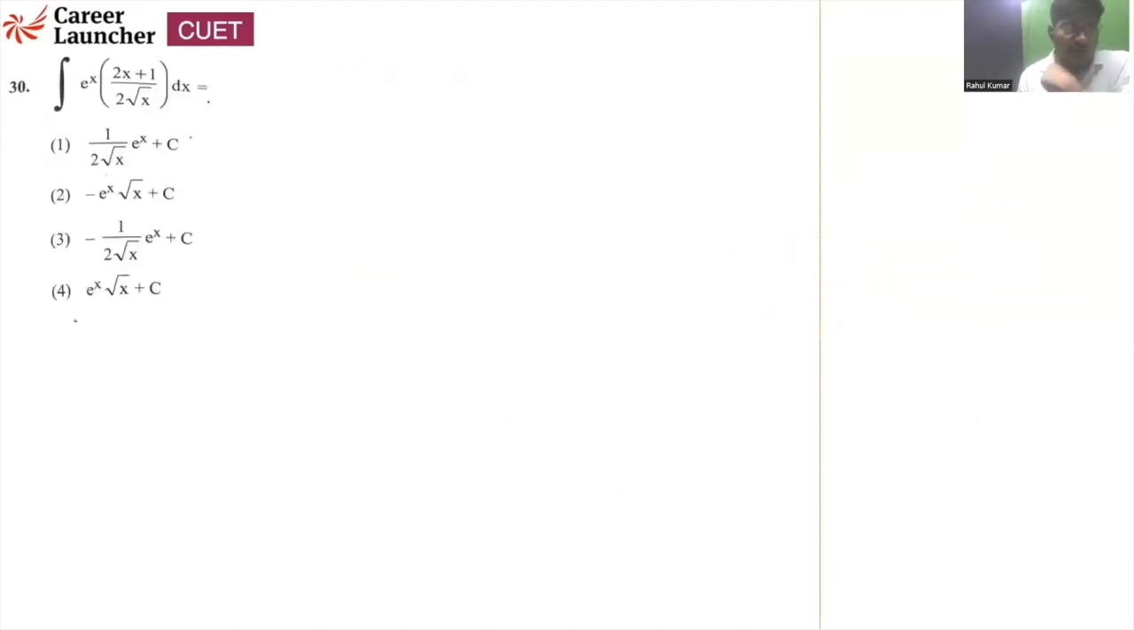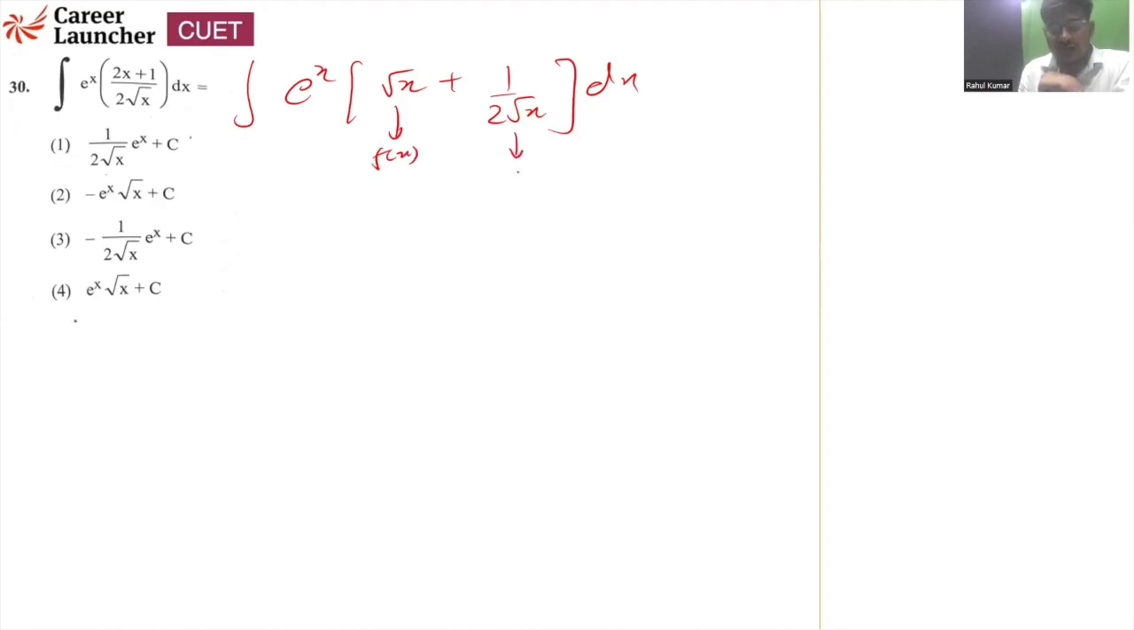Now the next question is, okay, so what we can do, we can just differentiate the part. So e to the power x will be written as square root of x plus 1 upon 2 square root of x dx. If this is a function, this is the derivative of this function.